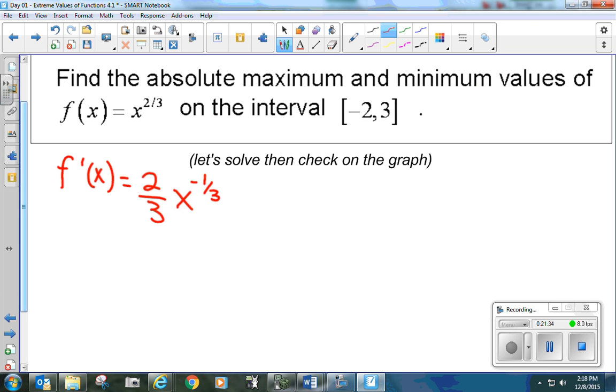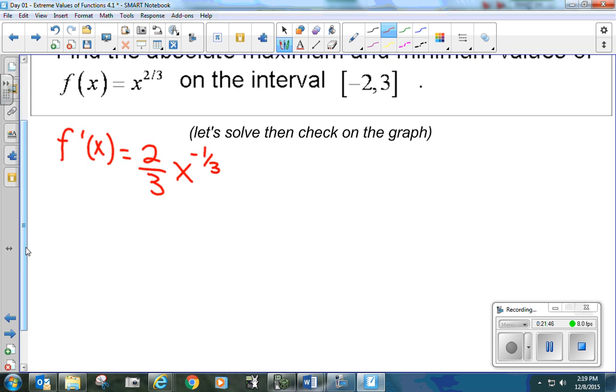Okay? Now, that's my derivative. I find where that is equal to 0. That's going to be my starting point. And there's only one spot. Let me finish and answer your question. I want to find where it's equal to 0. So the slope is 0, that's where the horizontal tangent line is, right? That's probably where a min or max might be, unless it's at an endpoint.